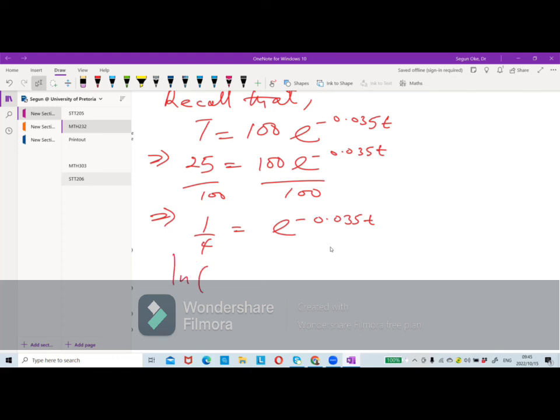So you take the ln of 1/4, which is the same as ln exponential negative 0.035t. If you solve it very well, you have t equals 39.6084 minutes. So that is how they can ask you the question. You can look into the textbook and solve as many as possible.